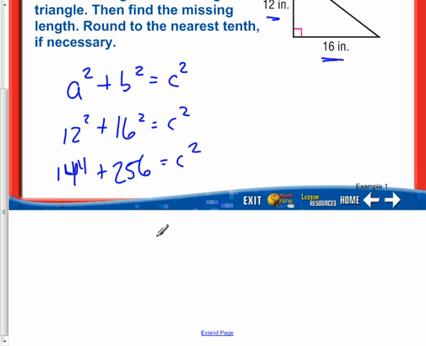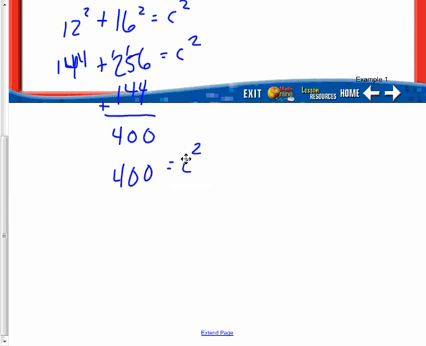So we'll keep moving down here. We have 144 plus 256. If you want, you can write it below here to help you add it up. And we get a 0, 1, and that'll make another 10, 1, and then we have a 400. So right now we have 400 equals the square of our hypotenuse, or c squared. Now again, we're going to take the square root of c squared, and whatever you do to one side, do to the other.